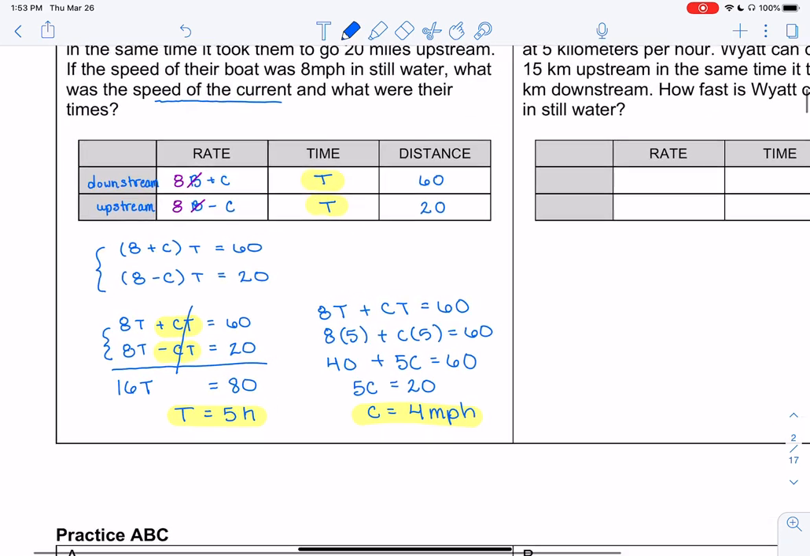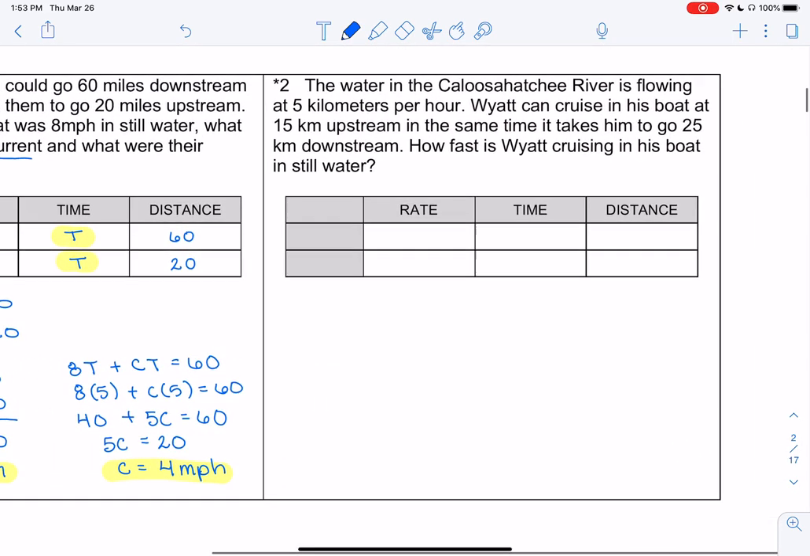All right. We're going to head over here to question 2. Same type of question. This time it is the water in the Caloosahatchee River. It flows at 5 kilometers per hour. Wyatt can cruise in his boat at 15 kilometers upstream, and the same time it takes him to go 25 kilometers downstream. How fast is Wyatt cruising in his boat in still water?